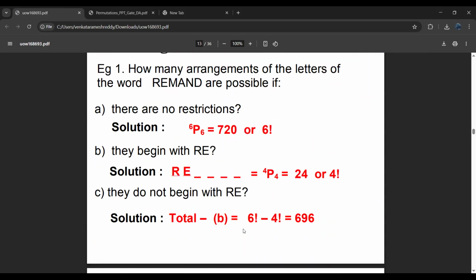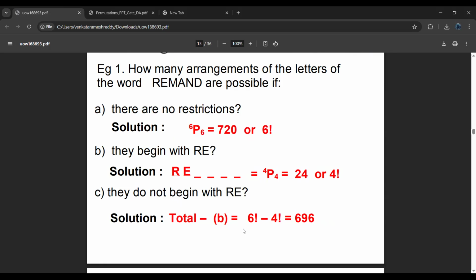So that is next one. Next example. How many arrangements of the letters of the word REMAIN are possible? So there is a word called REMAIN. They are asking how many arrangements are possible if there are no restrictions. Whenever you see no restriction, you can find how many distinct arrangements are possible by using factorial.